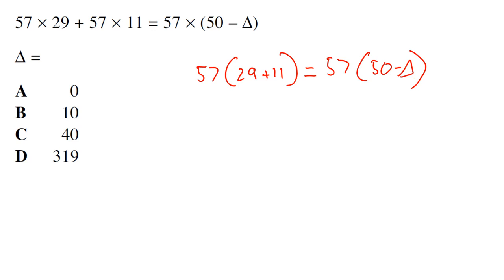So, what we have left is that we can divide both sides by 57 and just cancel them out. And you will have 29 plus 11, which is 40, equal to 50 minus triangle. Hence, the triangle is equal to 10, and our answer is B.